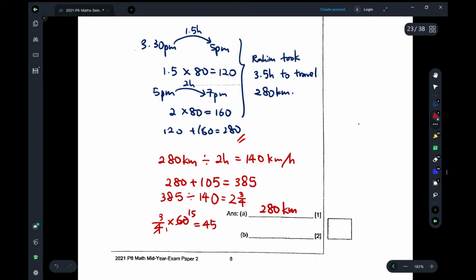I shouldn't write the units here because I did not begin with units. So I know that he took 2 hours and 45 minutes and he began at 5 p.m. So 5 p.m., you add 45 minutes, that will be 5:45 p.m., and you add another 2 hours, that will be 7:45 p.m. Alright.